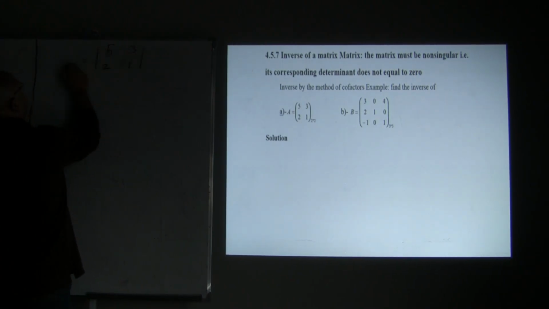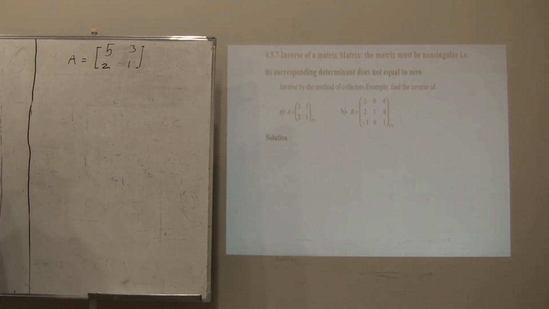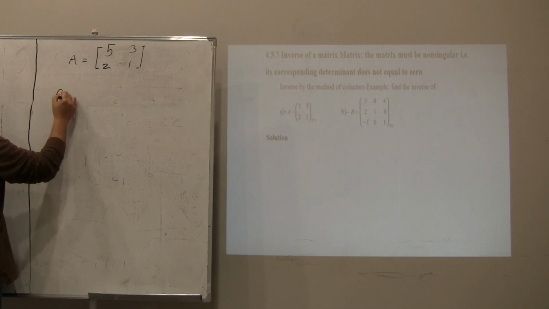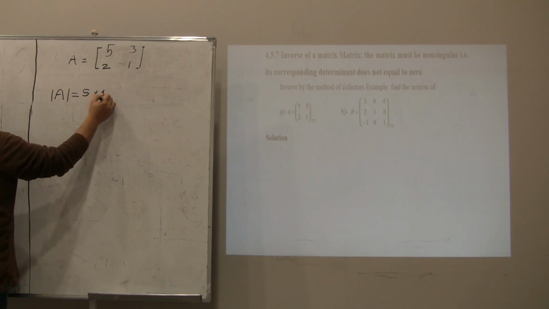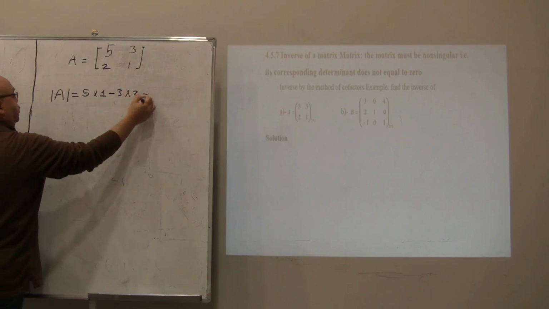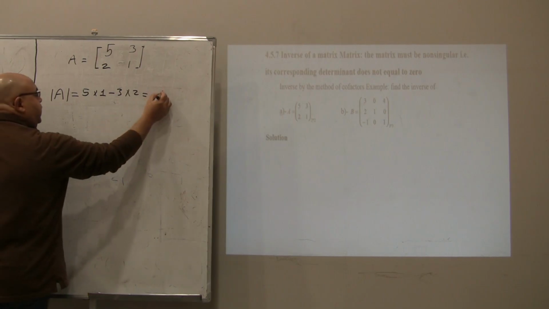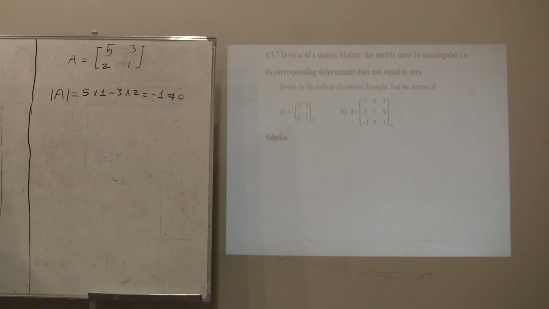5, 3, 2, and 1. I want to get the inverse of this matrix. It's very simple. If I have 2 by 2, the inverse is going to be very quick. All I have to do is to get the determinant of A, which is 5 times 1 minus 3 times 2, which is simply 5 minus 6, so it's going to come up to negative 1. It doesn't equal 0, which means it's a non-singular matrix. So I can get its inverse.